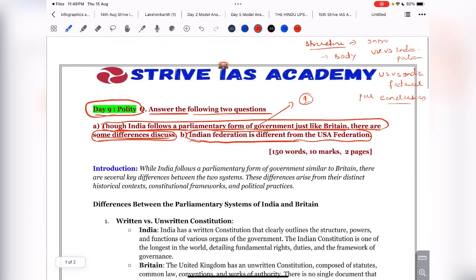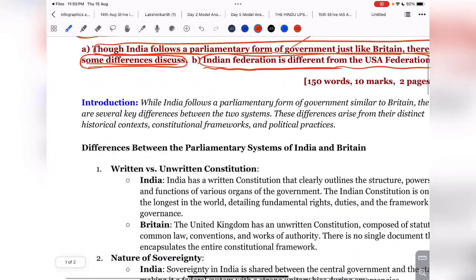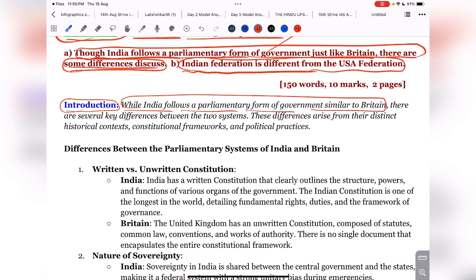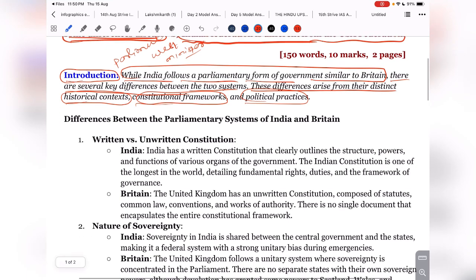Okay, this is all. So let's start from the introduction. In this introduction you can say: while India follows a parliamentary form of government similar to Britain, you might be knowing Britain also has a parliamentary form of government, also called the Westminster form of government. There are several key differences between the two systems. These differences arise from their distinct historical context, constitutional framework and political practices.